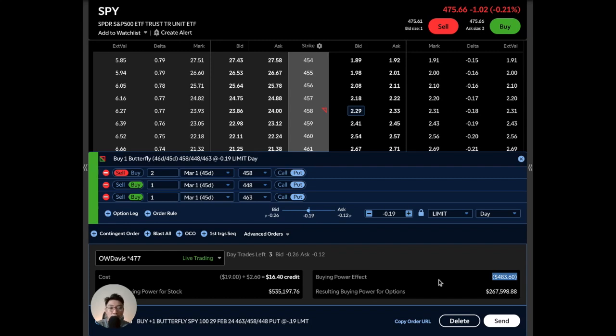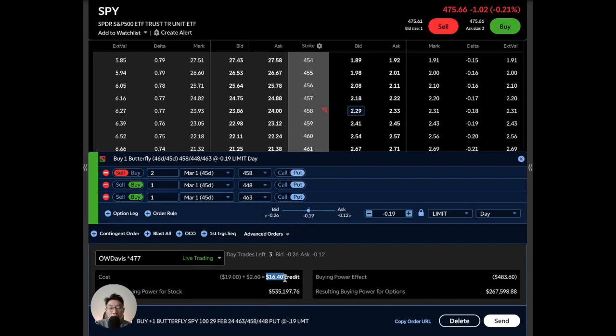So I'm not going to be touching on undefined risk strategy for this video. Let's talk about just the put broken wing butterfly. So basically your buying power effect is the same as your max loss. So if you see that 483 is your buying power effect, it just means your max loss is 483. So this is pretty good. Now, the next thing you want to take a look at is the credit. So for this, you have about $16 in terms of credit, which is actually okay, right?